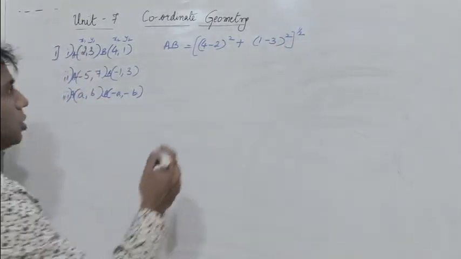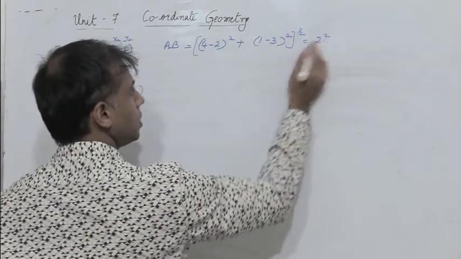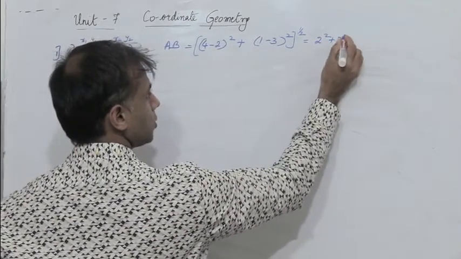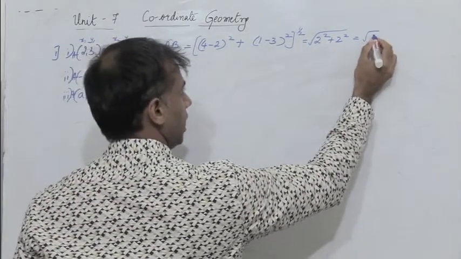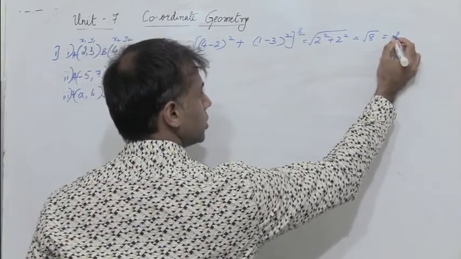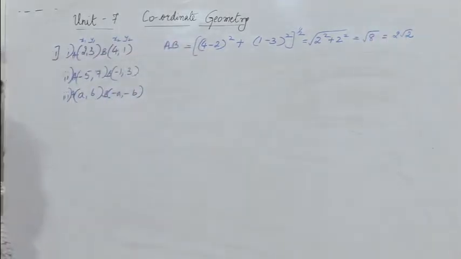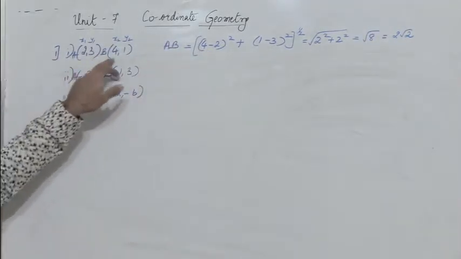So this is going to be 2 square, plus minus 2 square, which is 2 square again, the whole root. So this is 8, which is nothing but 4 into 2, which is 2 root 2. So this is the distance between the 2 points A and B.